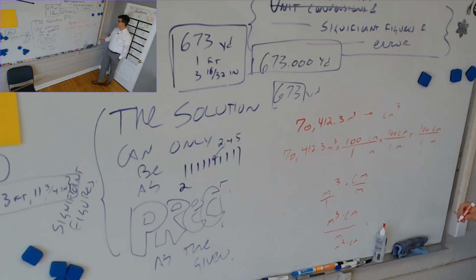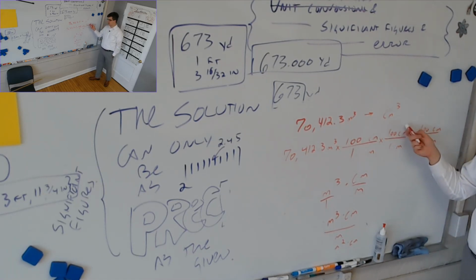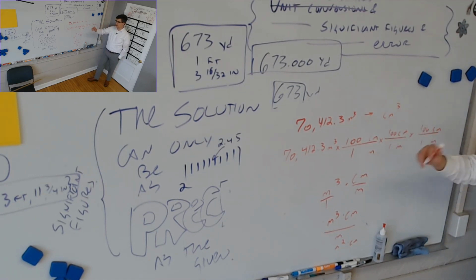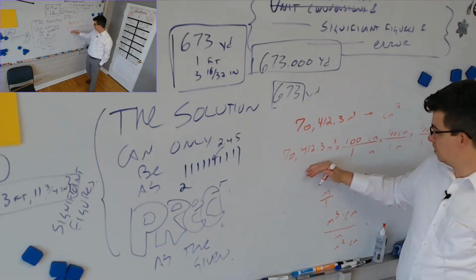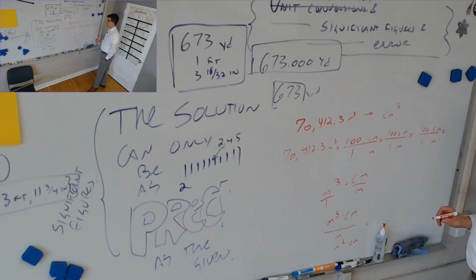Yeah. Is this still true? Is each of these equal to 1? 100 centimeters is equal to 1 meter. Is each of these true? Is it going to change the value of this expression here? No, because we're just multiplying by 1. But it is going to change it numerically.